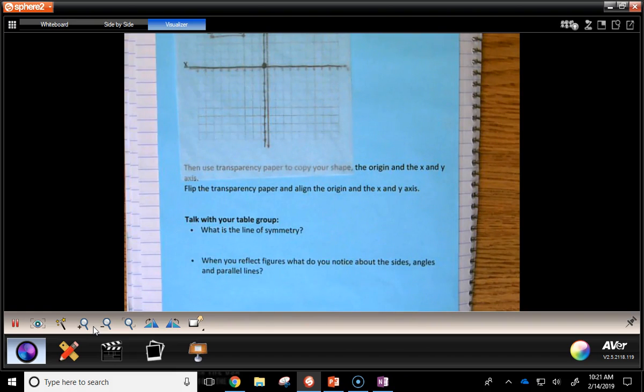Flip the transparency paper, align the origin and the XY axis.